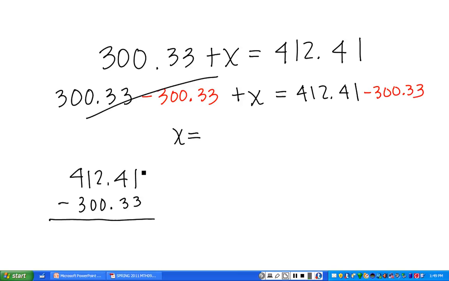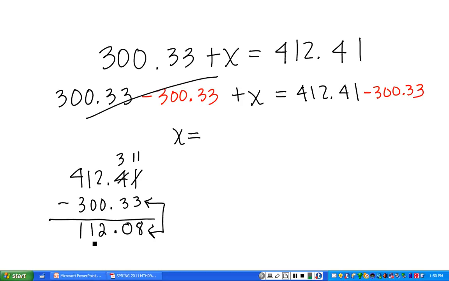So that's going to be 11. We need to borrow, make that a 3. So 11 minus 3 is 8. 3 minus 3 is 0. 2 minus 0 is 2. 1 minus 0 is 1. 4 minus 3 is 1. I always recommend that you add these two numbers to make sure you get 412.41.